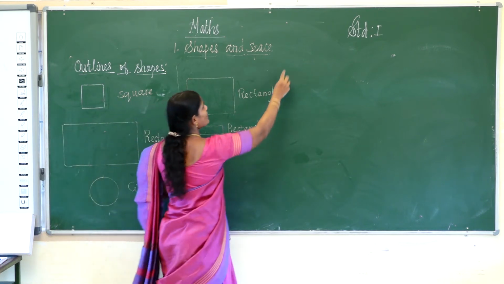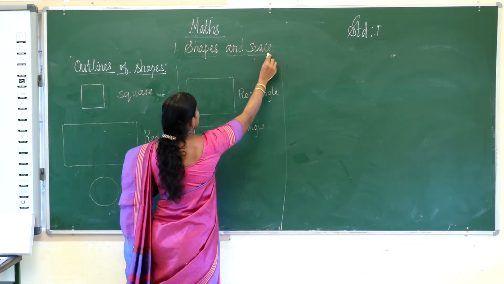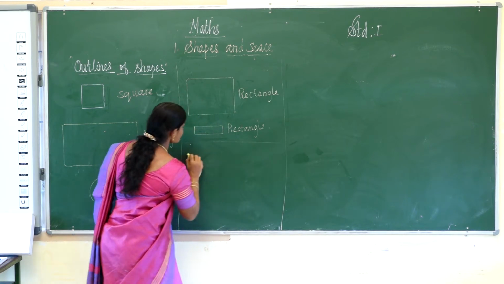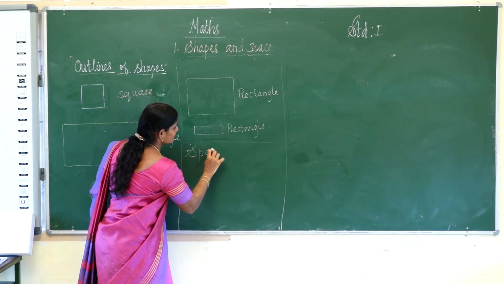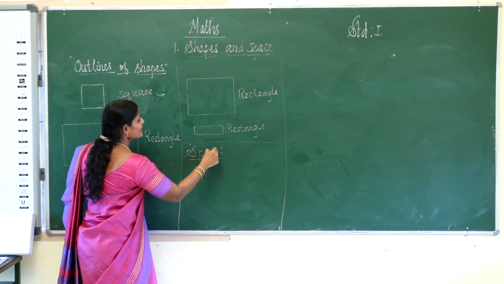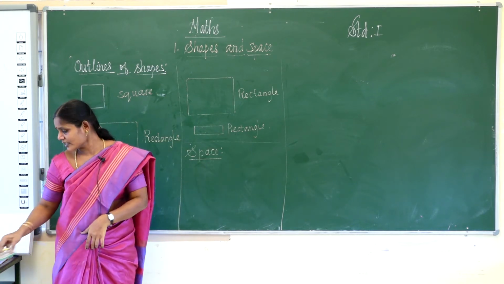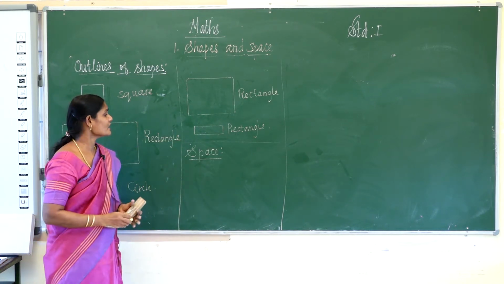Next we discuss about space. What is the space? Space அப்படினா என்ன சொல்லுவோம்னா ஒரு இடைவெளி. ஓகே, அந்த இடைவெளி வந்து எப்படி இருக்குன்னு சொல்லி நம்ம பார்க்க போகிறோம்.